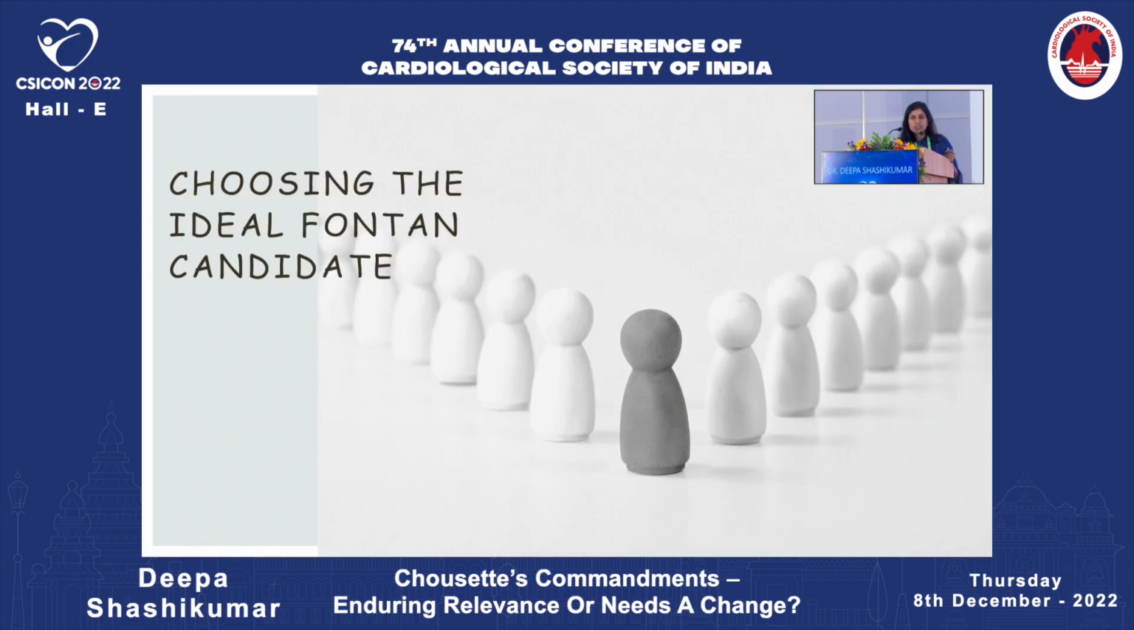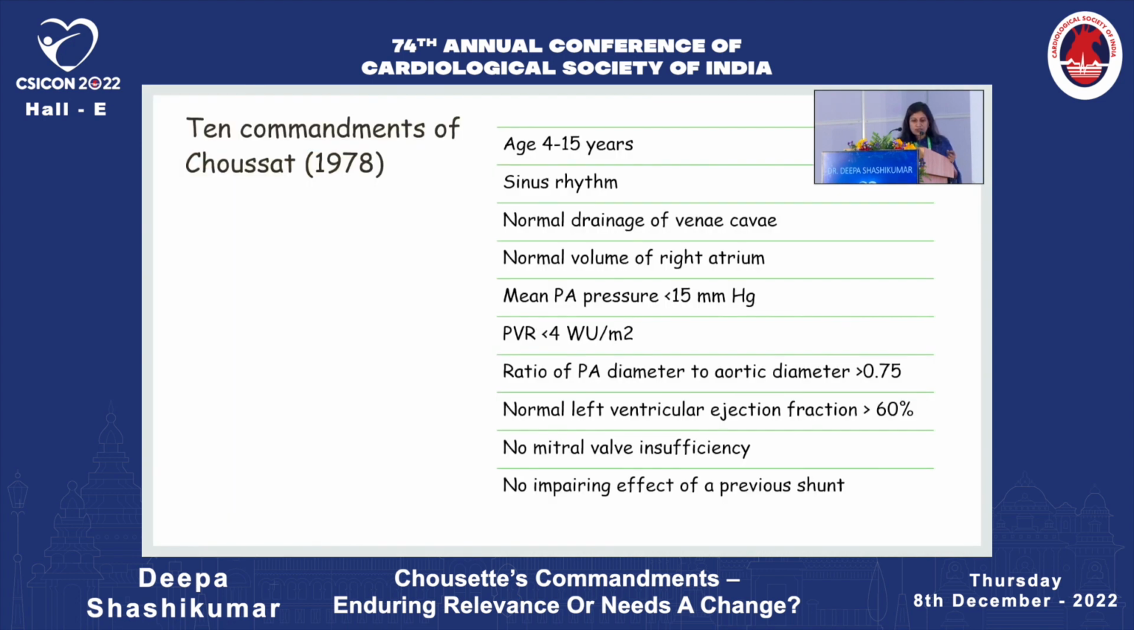So how do we then choose an ideal Fontan candidate? This was what Fontan and Choussat and other colleagues formulated in 1978. They felt that if all these 10 commandments were fulfilled, you get a so-called perfect Fontan candidate.